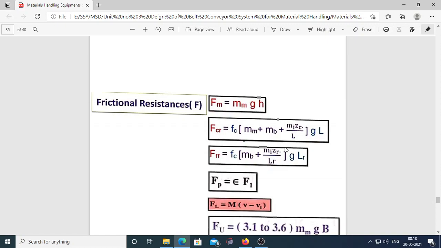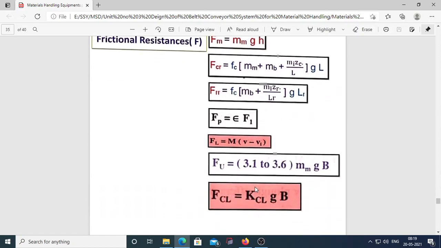This is a number. What are zc and zr? Number of carrying run idlers and number of return run idlers, and mi is the mass of each idler. Then next is the frictional resistance at the pulley. You should remember Fp is equal to epsilon into F1. This epsilon value, the angle of lap factor for the pulley, is given as 0.02 to 0.06. You should remember that.